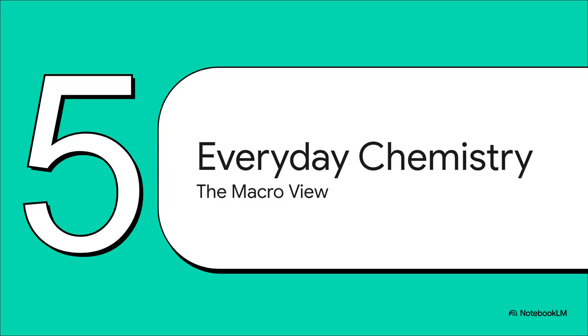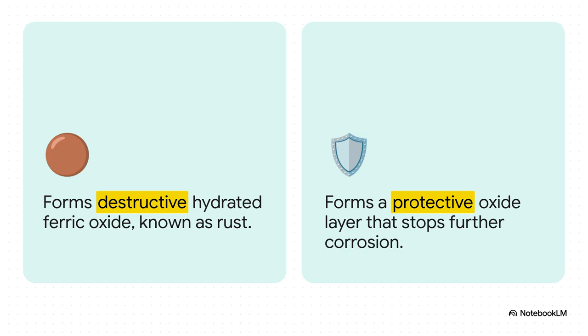Finally, Section 5, Chemistry in Everyday Life. Let's take the macro view and see why all of this actually matters to us. We have all seen oxidation out in the real world. We usually call it corrosion. Atmospheric gases, like oxygen, attack different metals in vastly different ways. When iron corrodes, it undergoes oxidation to form hydrated ferric oxide. You know it as rust, and it flakily eats away at the metal, destroying it.